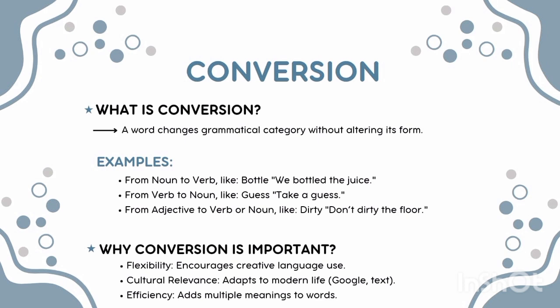Also, verbs can become a noun. Like guess, we can say take a guess, or spy. We can say here's a spy. Here we change the grammatical category from verb to a noun.